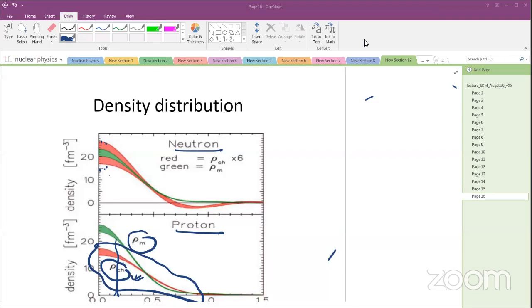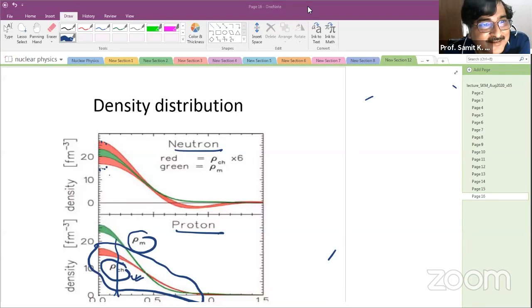Yes, there is a question from somebody, Priyoda. Sir, could you explain the density distribution plot a bit? It's written in the QA box. No, the chat box.